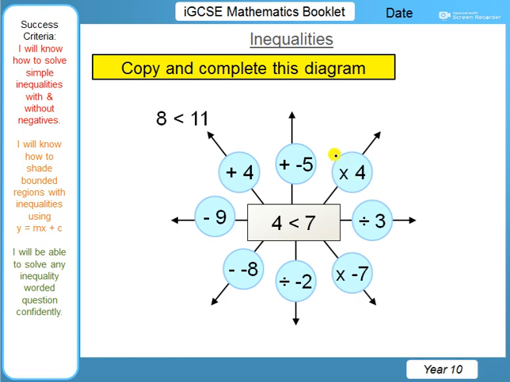Okay, let's have a go at another one. If we try times by 4, well, 4 times 4 is 16, and 7 times 4 is 28. And I think we agree that 16 is less than 28. So I'd like you to do the same with each of the different arrows and see what you find out about the inequalities, where they change, if they change, and why do they change.